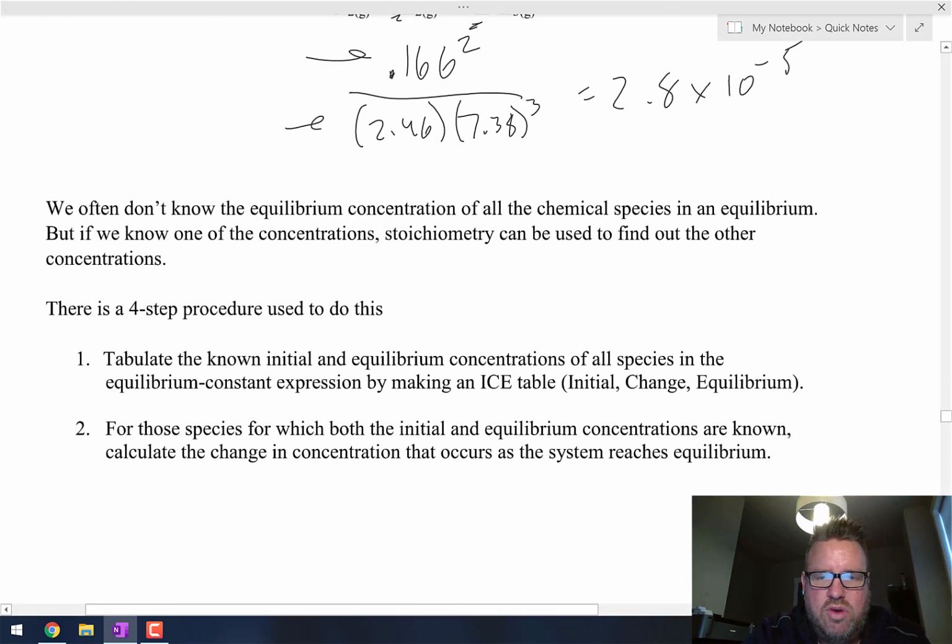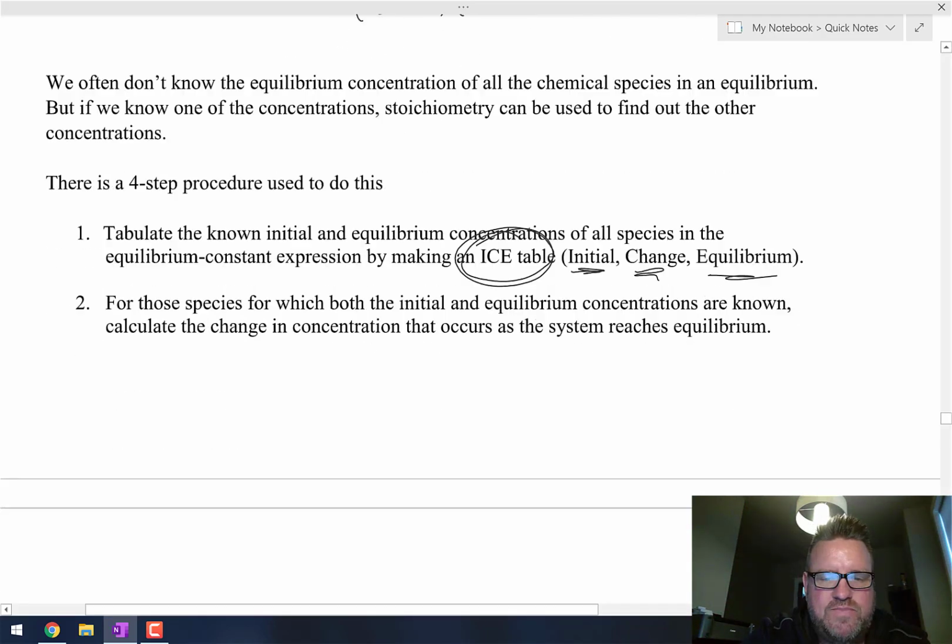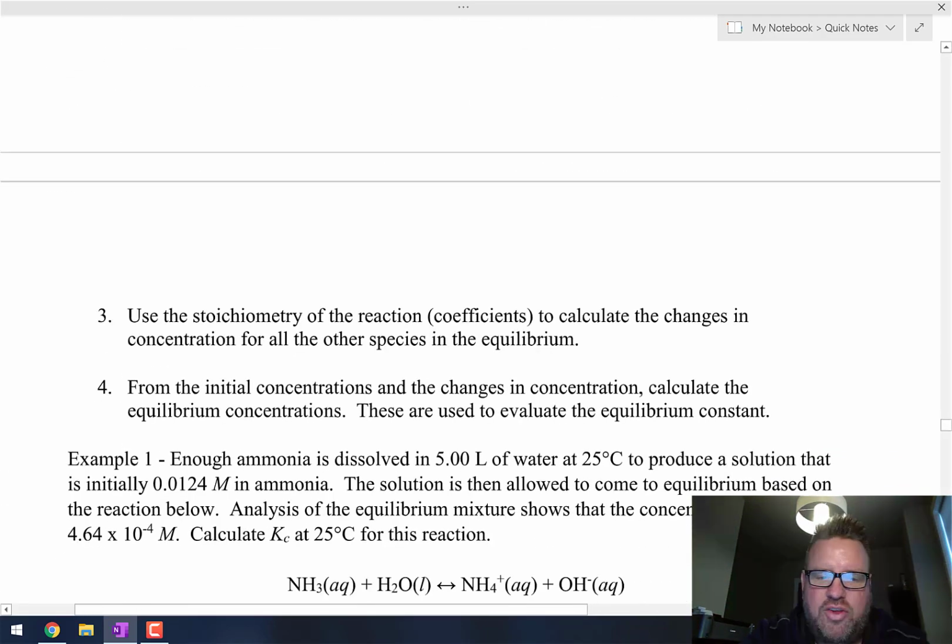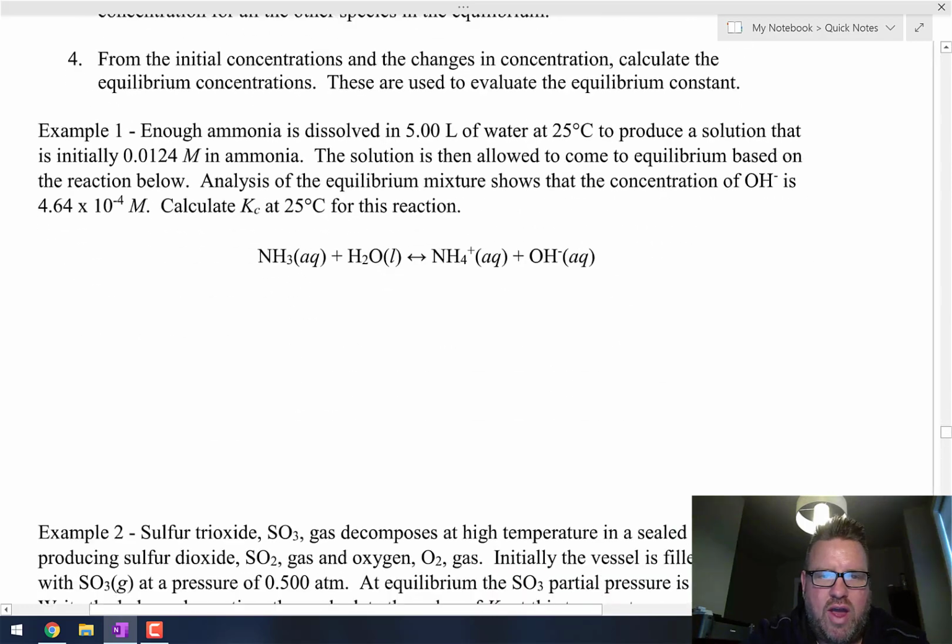So when you do this, we're going to make what's called an ICE table. And ICE stands for initial, change, and equilibrium. And then we're going to put everything into that ICE table that we can, and then we're going to try to fill out the rest of it. Okay, let me show you how this works.